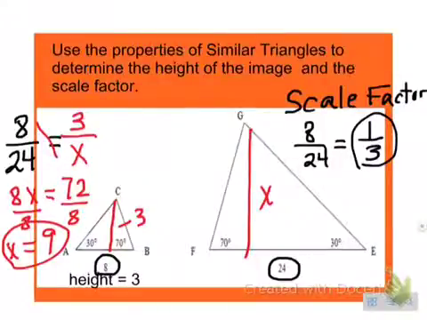On this one, it wants me to use the properties of similar triangles to determine the height of the image and the scale factor. So I compare my sides. 8 is to 24 equals 3 over x. Again, I put my pre-image in my numerator and my image in my denominator. So when I cross-multiplied, that gave me 8x equals 72. Divide both sides by 8, and I get x equals 9. So the height of my image has to be 9. If I find the scale factor, I compare my corresponding sides, 8 over 24, and I get 1/3.